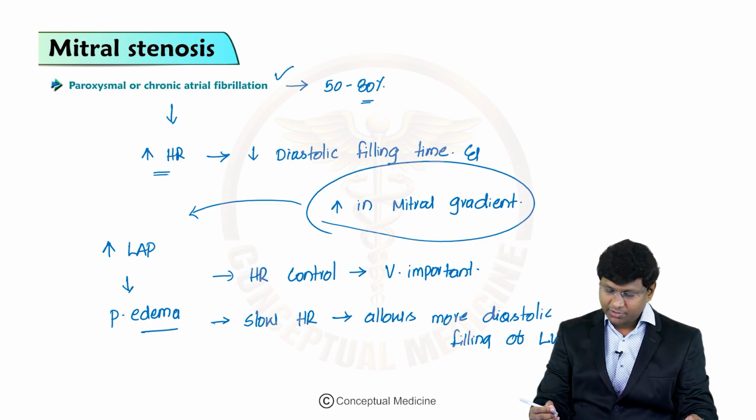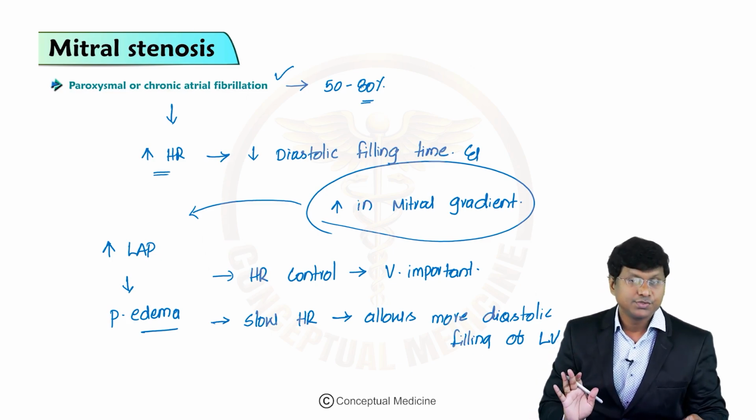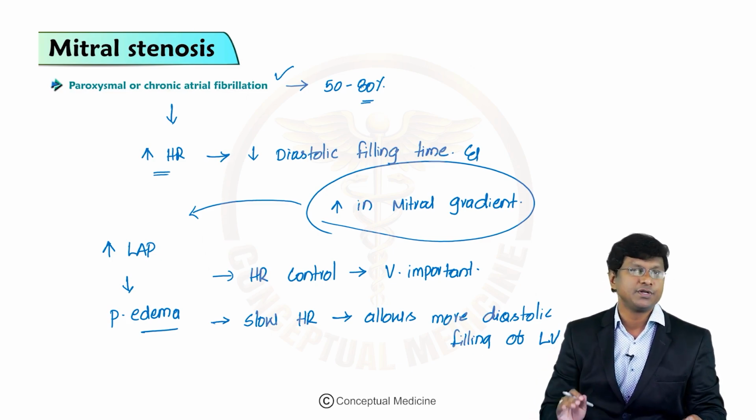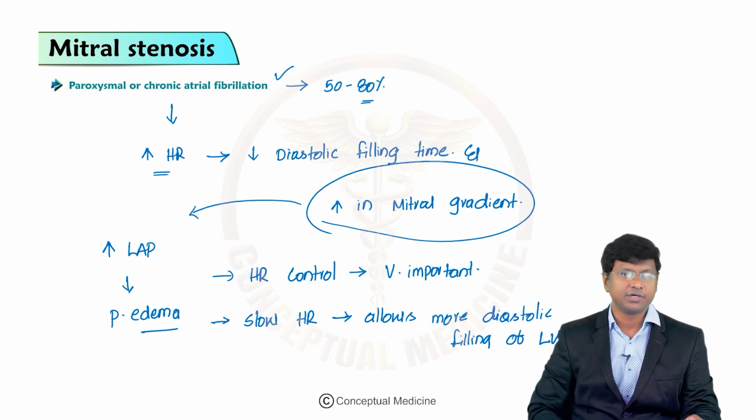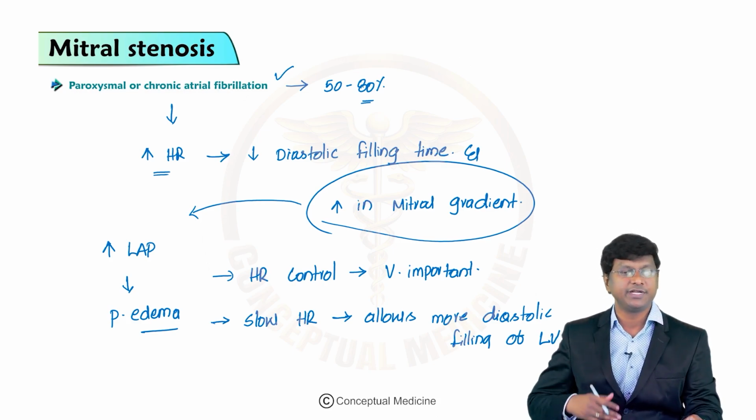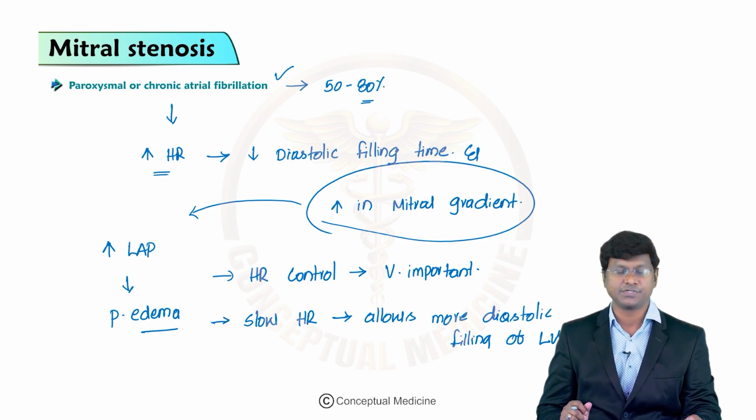Right, more diastolic filling of the left ventricle. So that is about your paroxysmal or chronic atrial fibrillation. Paroxysmal or chronic atrial fibrillation eventually develops in 50 to 80% of individuals.